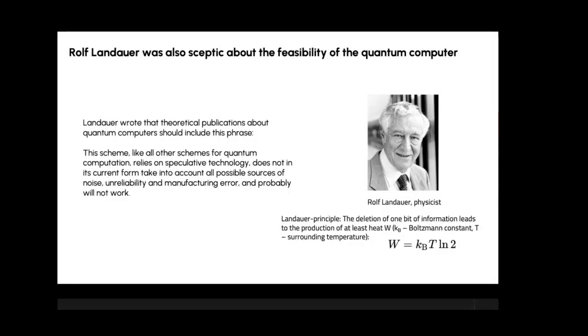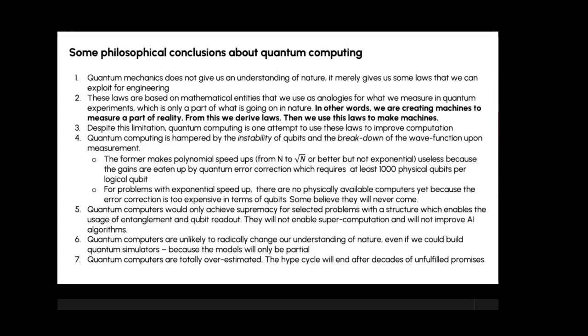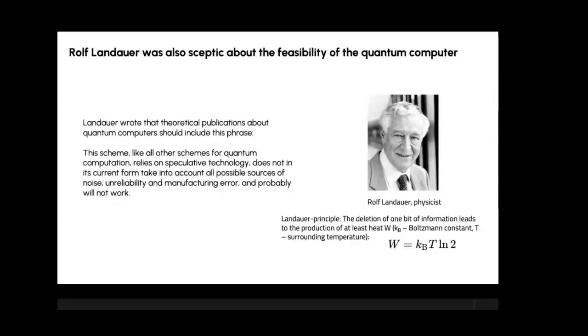And he wrote that theoretical publications about quantum computers should include this phrase: "This scheme, like all other schemes for quantum computation, relies on speculative technology, does not in its current form take into account all possible sources of noise, unreliability, and manufacturing error, and probably will not work." So he was also very skeptical about quantum computers and their feasibility because of quantum decoherence.